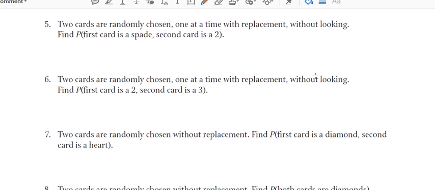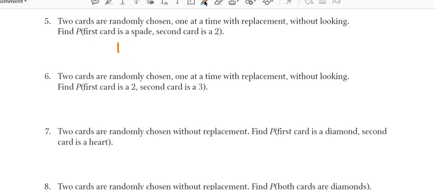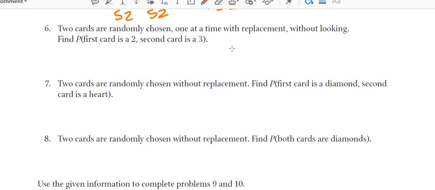All right, so we've got 2 random cards with replacement. So probability here is going to be 13 over 52 multiplied by 4 over 52. And when you end up simplifying here, you get 1 over 52 as your probability. For number 6, you have probability the first card is a 2 is 4 out of 52. You're replacing, so second card is a 3 is still 4 out of 52. And when you multiply and simplify, you get 1 over 169.